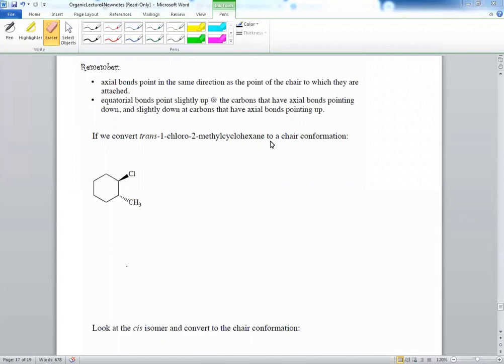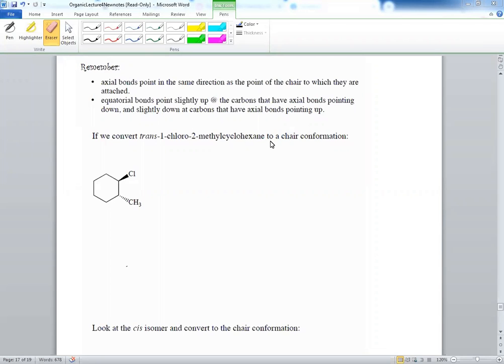So here's a question that is asking you to convert this trans-1-chloro-2-methylcyclohexane from this representation to the chair conformation, to another representation. Once again, this is called representational competence. So meaning that you need to be able to translate back and forth between these different representations. The first thing you need to do is remember how this representation portrays information or provides you information.